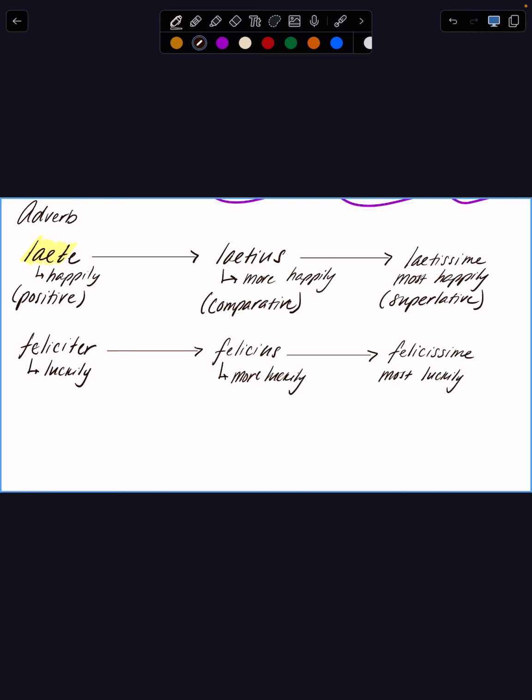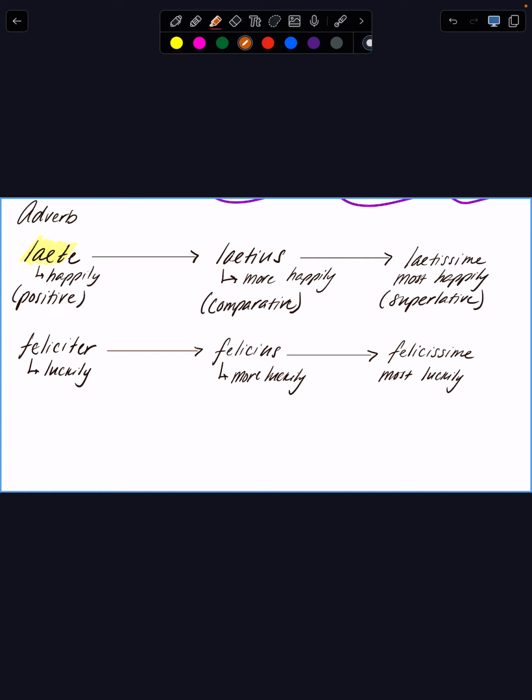Mm-hmm. And plus, adverbs don't have gender changes, right? So it's always an E. With adjectives, the gender changes, but adverbs don't really have gender because they're modifying verbs, and verbs don't have gender either. Wait, so does the rule of comparative having IOR and superlatives having a double consonant apply to this too? No, because that's for adjectives. For adverbs, it's more of an IUS and then an isime. So that's the thing that we see here.